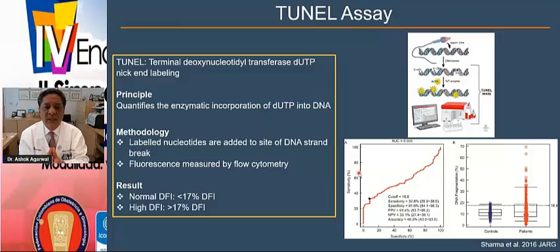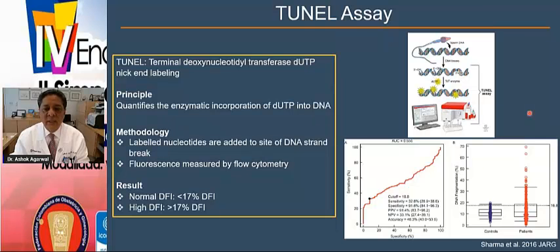It has the highest number of clinical and research studies. The principle of this test is that it uses terminal deoxynucleotidyl transferase enzyme, which is a nick end labeling. It quantifies the enzymatic incorporation of this enzyme into DNA. And the method is that labeled nucleotides are added to the site of the DNA strand break. And then fluorescence is measured by a flow cytometry device.